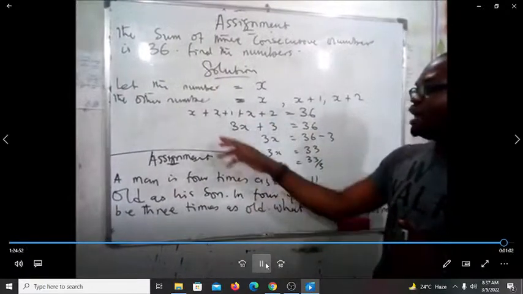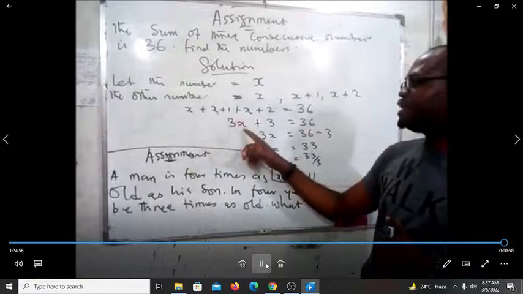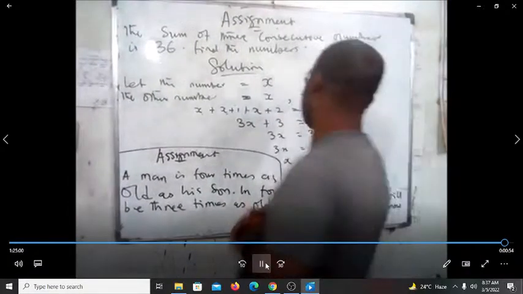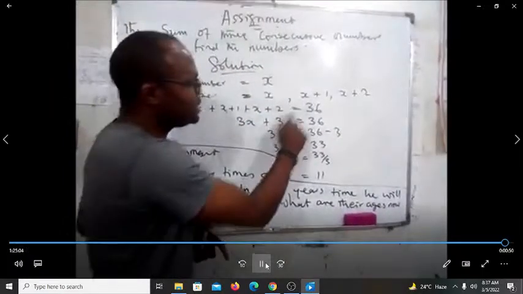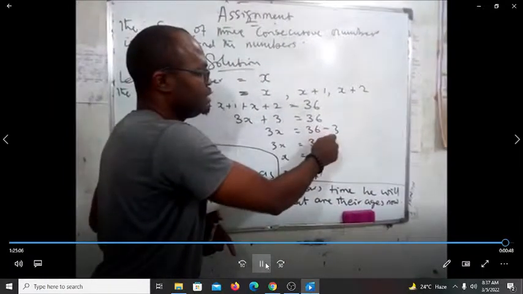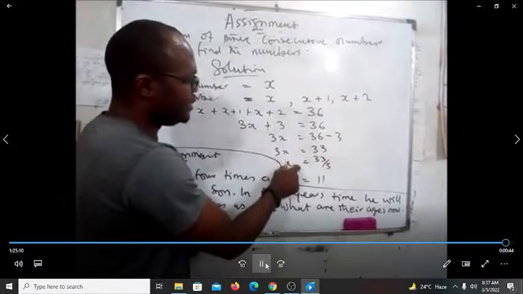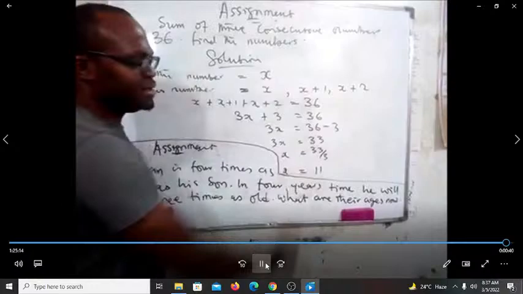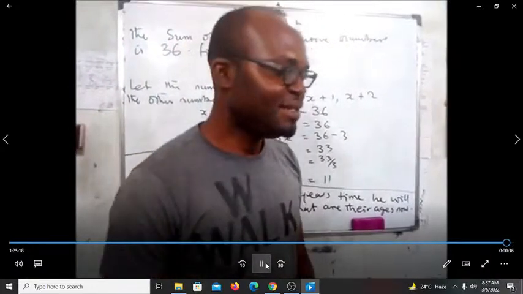So we add up all the X, we have 3X. Then we have 1 plus 2, which is 3. Then this 36 is brought down. So making X the subject of the formula, take this 3 over here. We have 36 minus 3 will give us 33. So making X the subject, we have X equal to 33 over 3. So X is equal to 11. Is that clear?